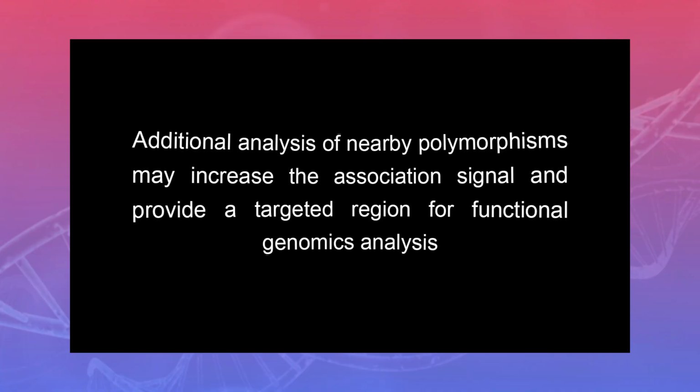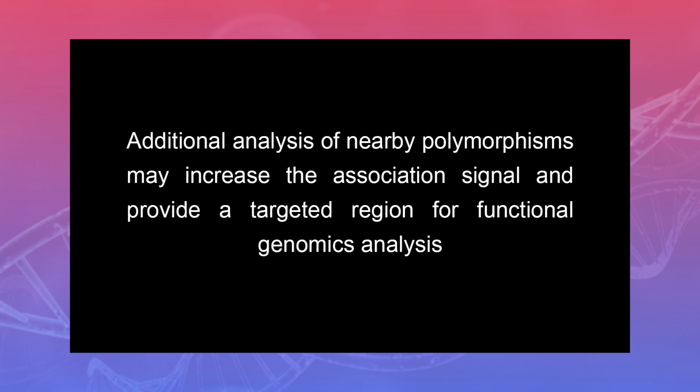If an association signal is detected, linkage disequilibrium can be used in refinement of the signal wherein an association is detected, that is, fine mapping. A particular polymorphism found to be associated with disease may be in linkage disequilibrium with the truly causal allele. Thus, additional analysis of nearby polymorphisms may increase the association signal and provide a targeted region for functional genomics analysis. Furthermore, incorporation of linkage disequilibrium has the potential to improve the power and efficiency of genetic association studies, leading to increased understanding of the genetic causes of cancer.